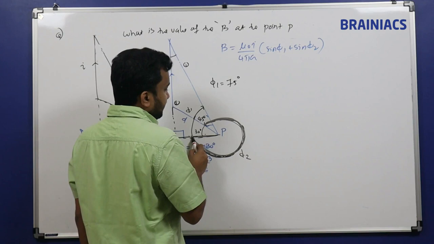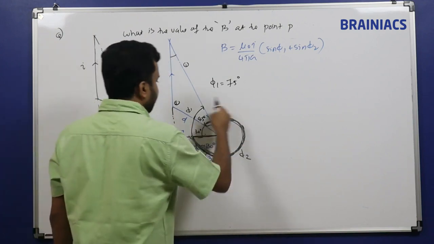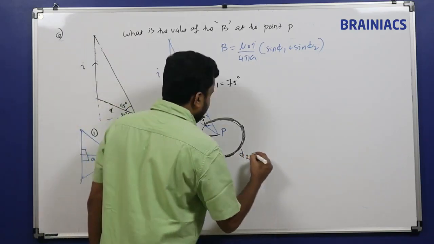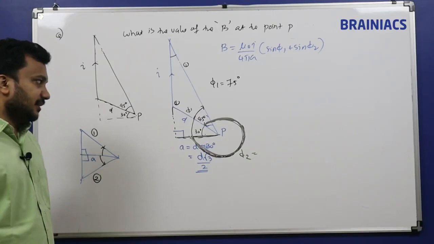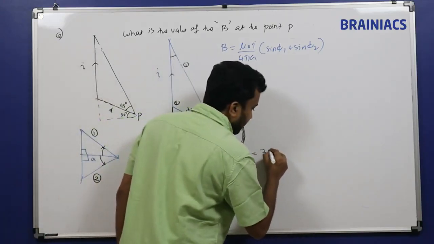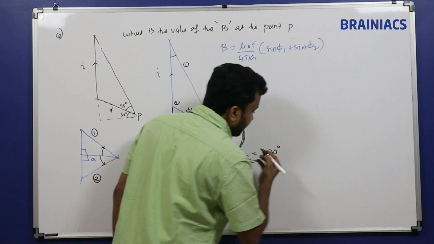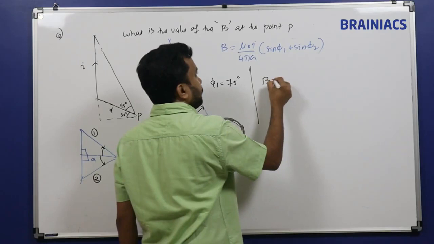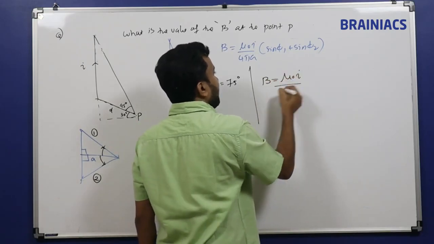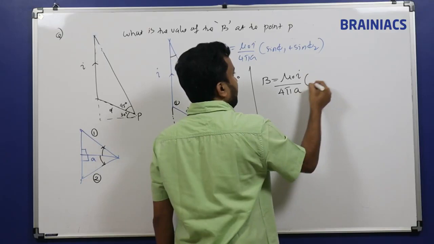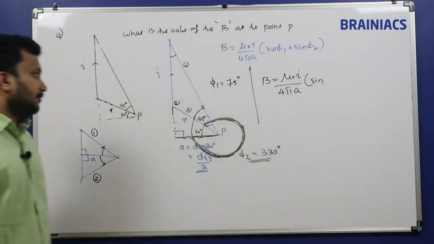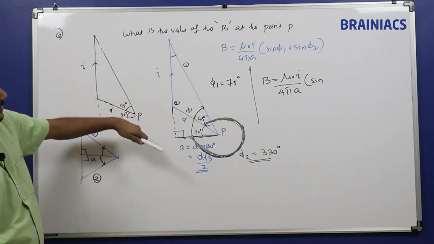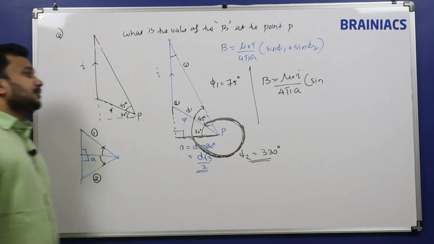See here, if it is a full circle, then 30 will be extra. So what is the value of phi 2 here? A total full circle is 360 degree, but here 30 is subtracted, so 330 degree comes as the answer. Now we have all the values, we'll substitute. B equal to mu 0 I divided by 4 pi a into sine of phi 1. Phi 1 means, as I told, from the center, from the line in this direction, to the first conductor.